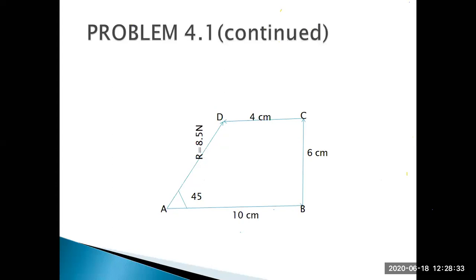On measuring, the scale will show 8.5 Newton force, which is equal to 8.5 centimeters. Similarly, you can find the angle by putting the protractor over here at point A. On measuring, you will find this will be 45 degrees. Okay, these two things are required: the resultant, which is 8.5 centimeters, and our angle, which is 45.